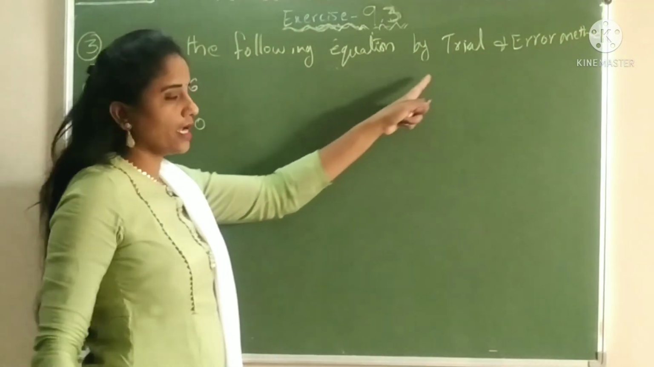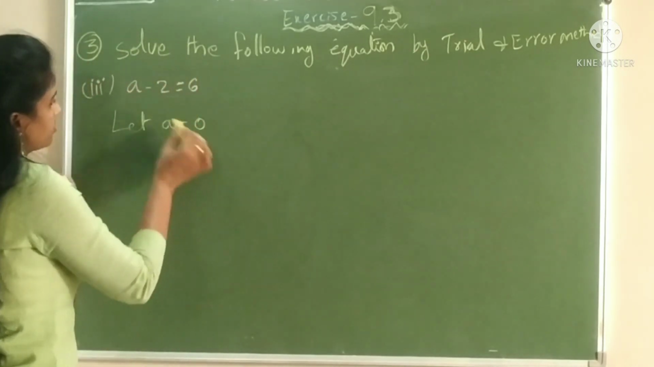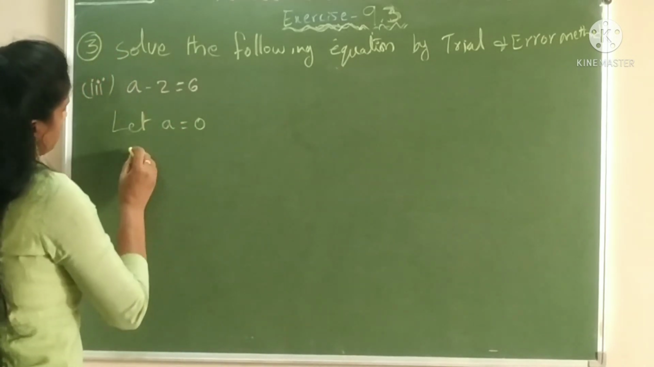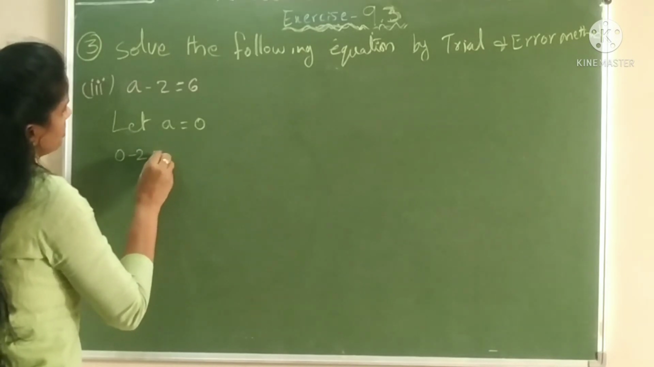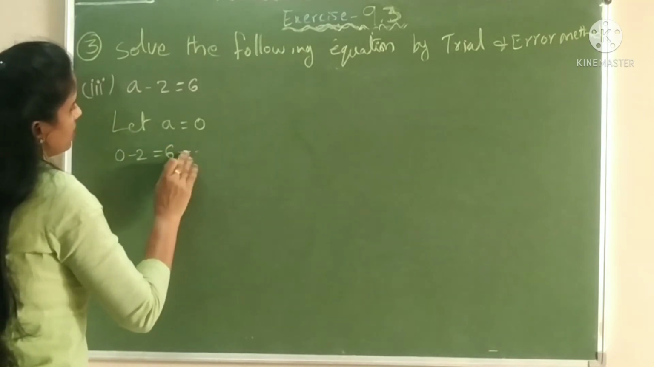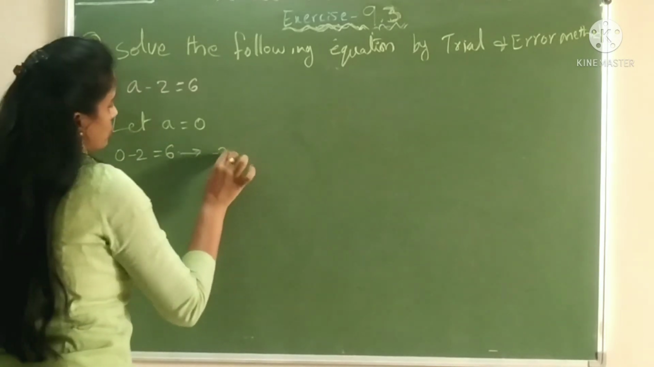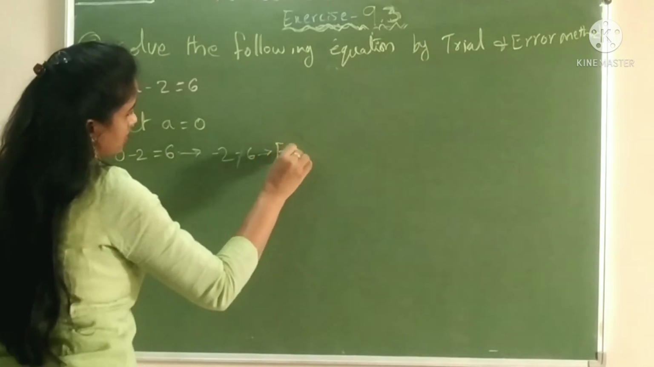Now the next equation: a minus 2 is equal to 6. Use the trial and error method. Let a is equal to 0. Then substitute the value of a in this equation. 0 minus 2 is equal to 6? Is it right? Wrong. This is false.